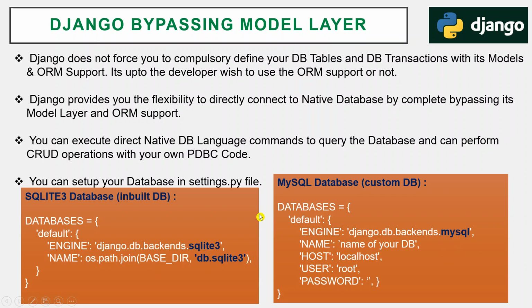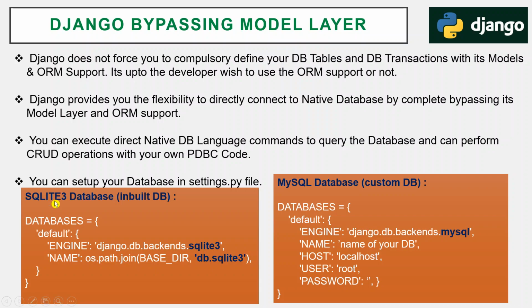Okay, you can then write your JDBC code in the view file, as a view function. In the view function, you can write your JDBC code to connect to this MySQL database and perform all the operations in the native DB language. Since you are using MySQL and you have bypassed the model layer and ORM support, through JDBC code you can use the native MySQL syntax commands to perform all the database related operations.